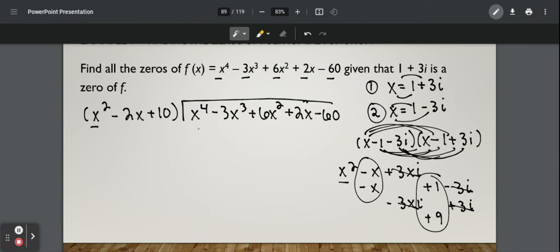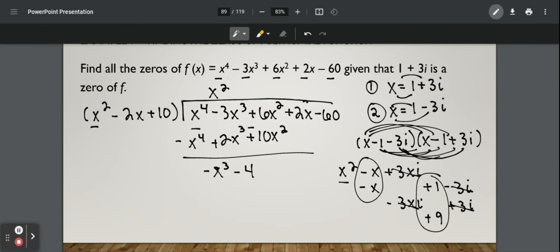So what multiplies x squared to get x to the fourth? I'd say x squared, so I'll have x to the fourth minus 2x cubed plus 10x squared. When I subtract, I get negative x cubed minus 4x squared plus 2x minus 60, bringing down that 2x and the 60. So then I would say minus x is what I have to multiply by, and I get minus x cubed plus 2x squared minus 10x, subtract.